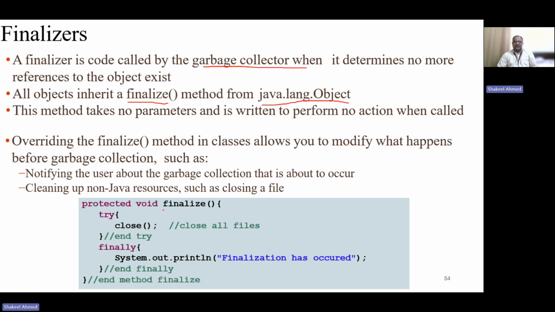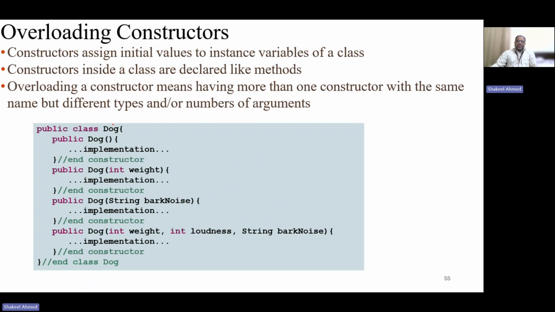When you have these finalize methods, we have the option of try and catch blocks, which will try to close it. And finally, when finalization has occurred, if you specifically want the user to know what happened to those objects, you can use these finalizer methods. Okay, so overloaded constructors, I already discussed this.